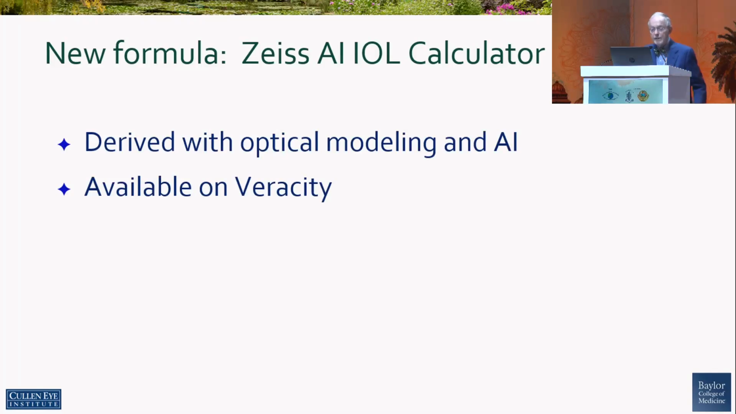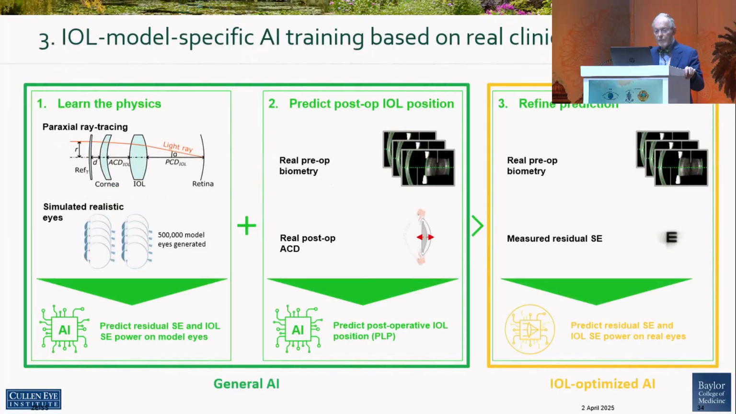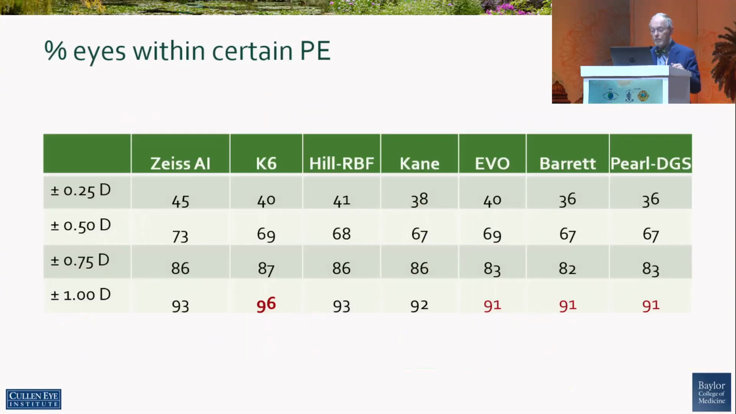This is the Zeiss AI IOL calculator, which is available from Zeiss, but it's only available on their program Veracity. What it does is it first takes 500,000 eyes and then ray tracing using real parameters. It then looks at the post-op prediction with those and compares it to those other calculations, and the formulas are constantly refined by post-operative data.